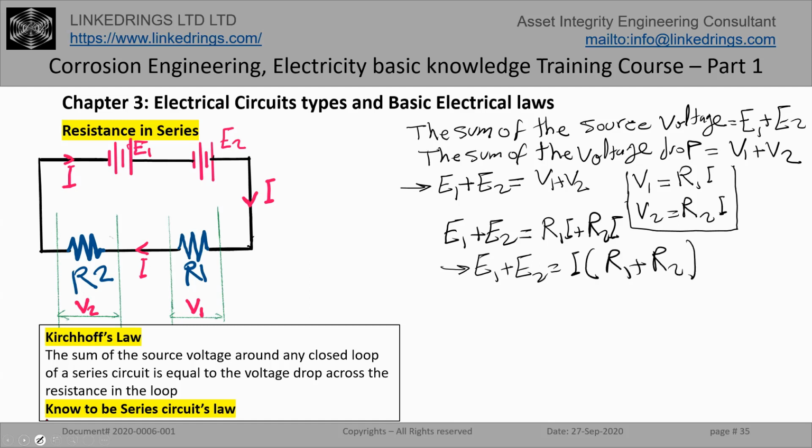R2. So R1 plus R2, I could call it the summation of the electrical resistance, R total. So R total equals R1 plus R2. So when I have electrical resistance in series, the total resistance will be equal to the summation of the resistances connected in series.